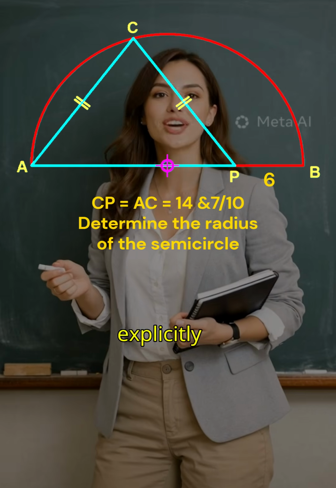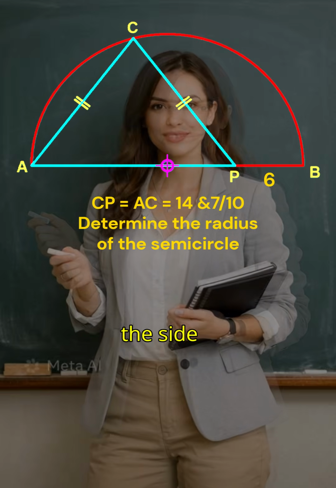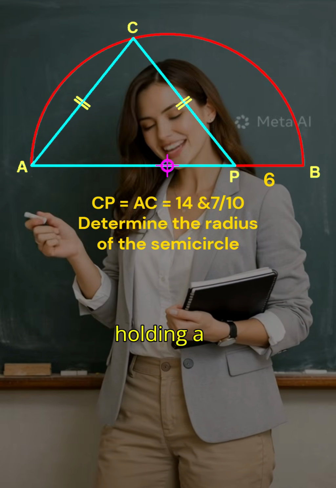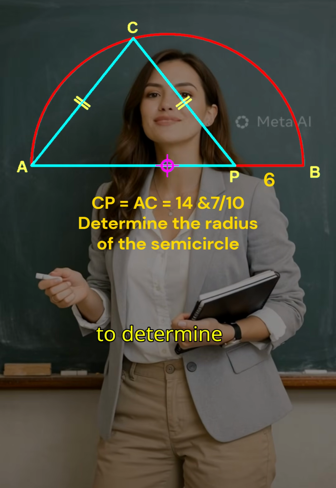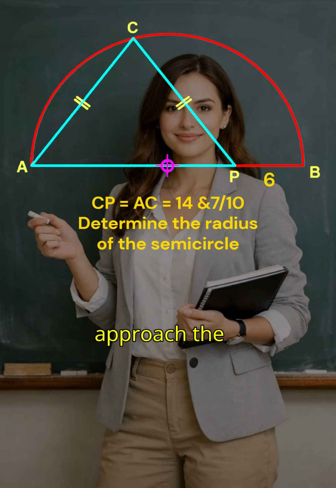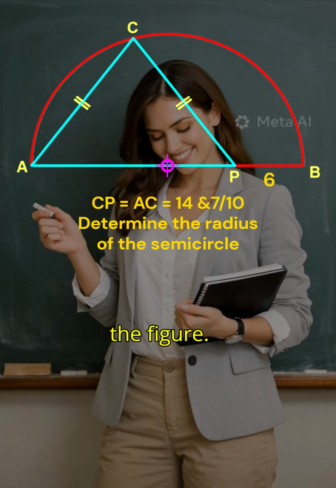We are explicitly told that triangle ACP is an isosceles triangle where the side lengths CP and AC are perfectly equal, both holding a value of 14.7 units. Our objective is to determine the exact radius of this semicircle. To approach the solution efficiently, we can bypass complex cubic equations by leveraging the geometric symmetry of the figure.